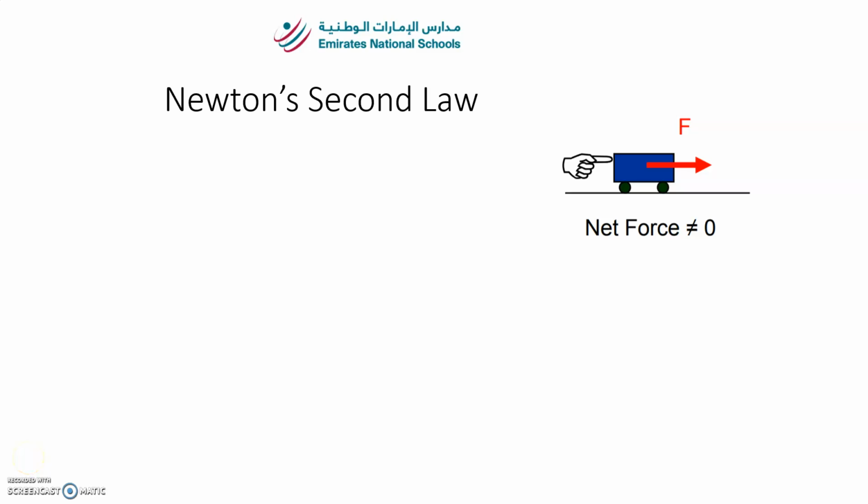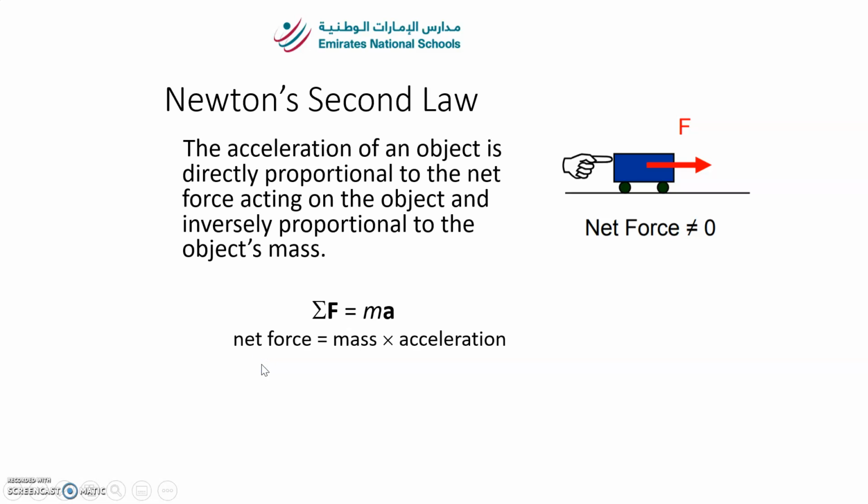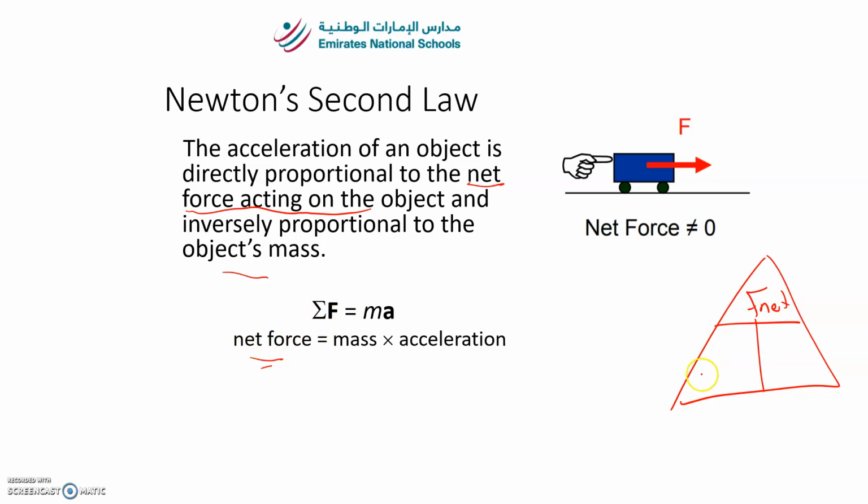Dear grade 10 students, we'll continue with our revision of Unit 1, Forces and Motion. Our topic is Newton's second law now. So what's Newton's second law? The acceleration of an object is directly proportional to the net force acting on the object and inversely proportional to the mass of the object. Or I can simply say summation of forces, it means net force equals mass times acceleration.